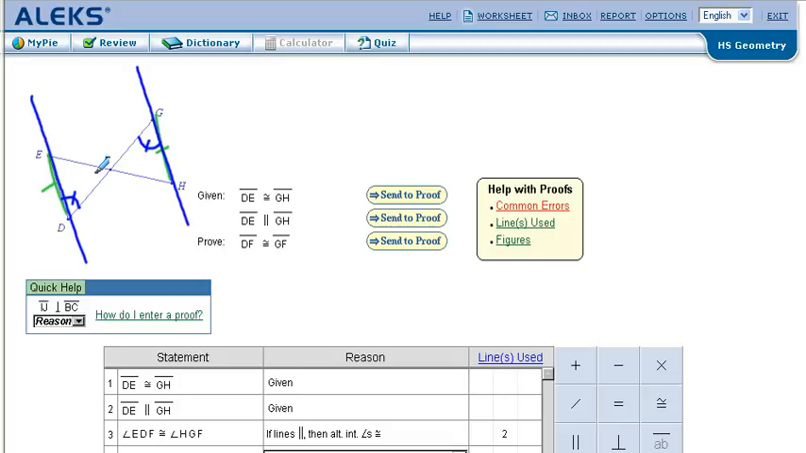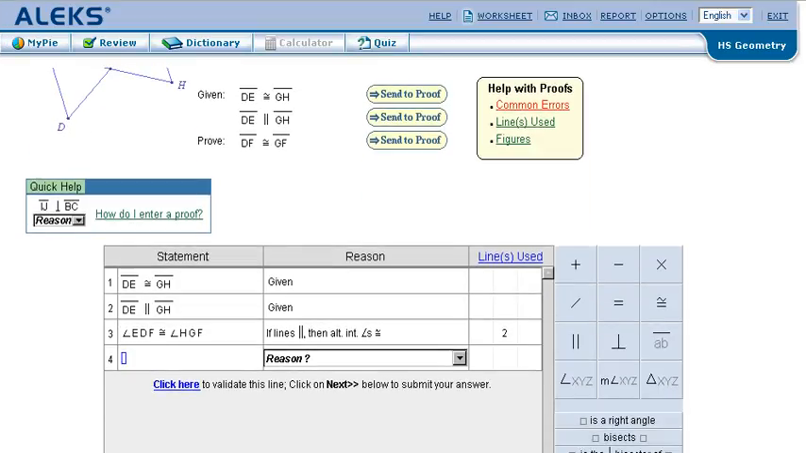Now, a freebie. We know that these two angles on the inside are congruent because of vertical angles. So let's name these very carefully. We know that DFE is congruent to GFH. And the reason is because they are vertical angles.